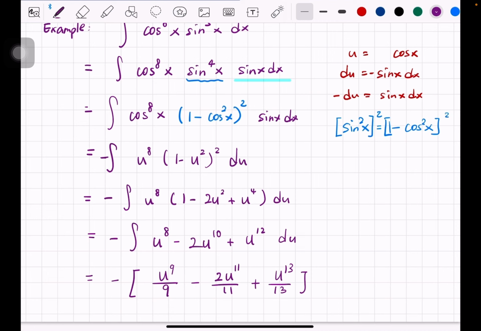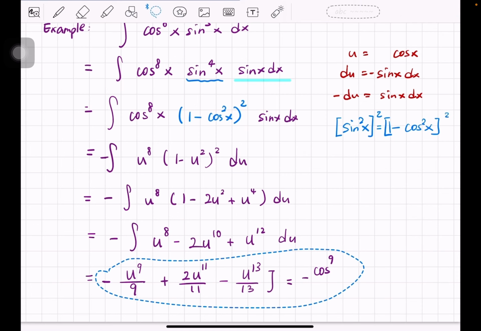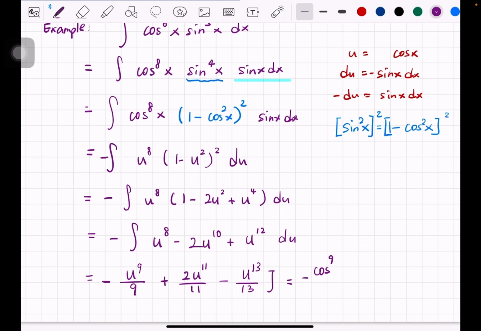But we're not looking for u, we want x. So we're going to rewrite u back. We got negative cosine to the 9th power over 9 plus 2 cosine to the 11th power over 11 minus cosine to the 13th power over 13 plus C.